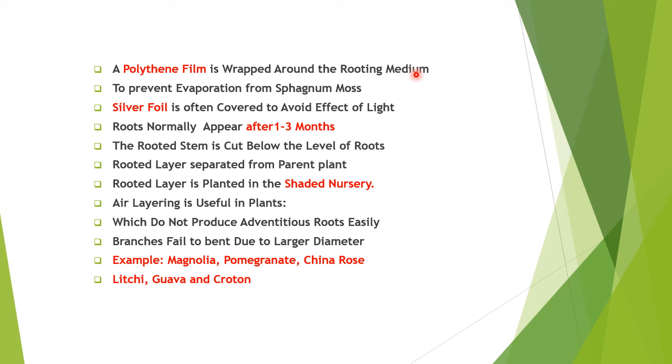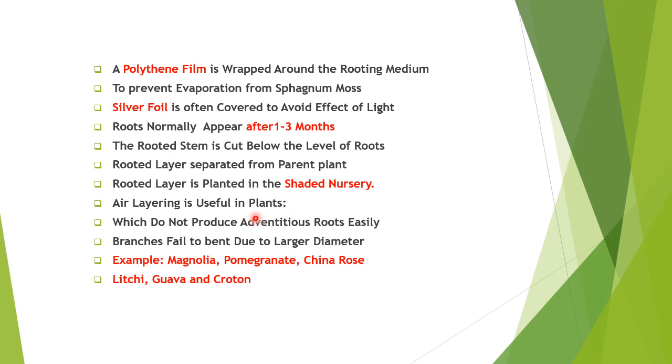You are covering it with the polythene, and sometimes you are placing a silver foil over the polythene. That is to avoid the effect of direct light on the medium, on the wound area, because as you have seen, etiolation promotes rooting. The effect of light will be the reverse of it. Roots normally appear after 1 to 3 months in the aerial shoots, and when you see that roots are formed, the rooted stem is cut below the level of the roots, the rooted layer is separated from the parent plant, and planted in the shaded nursery.